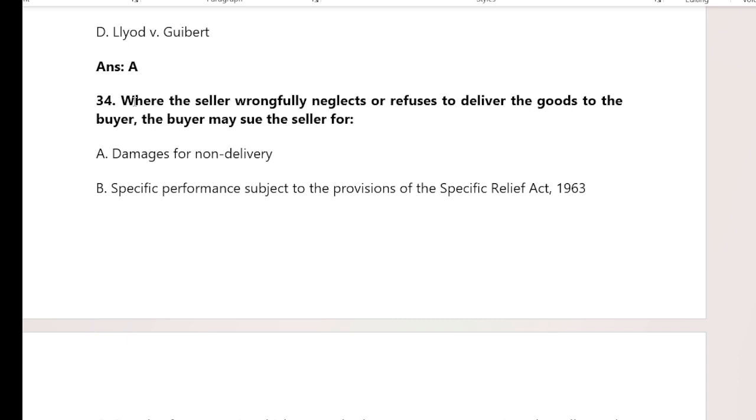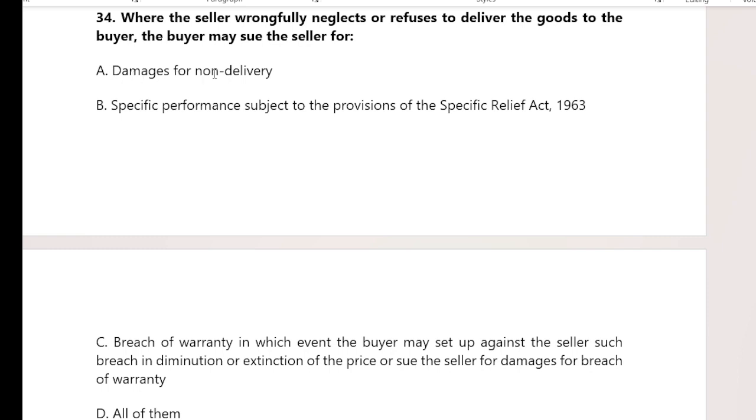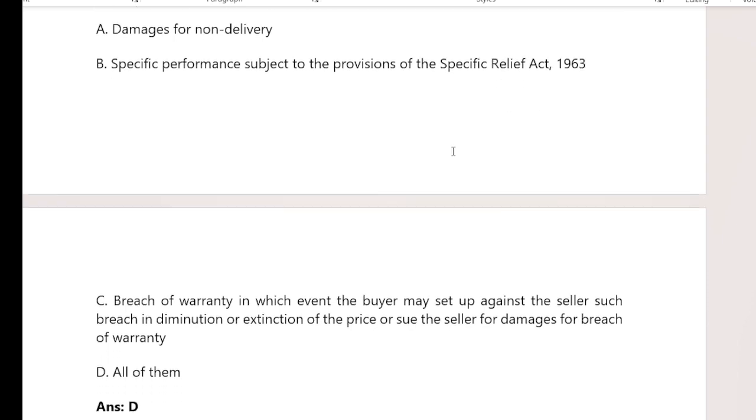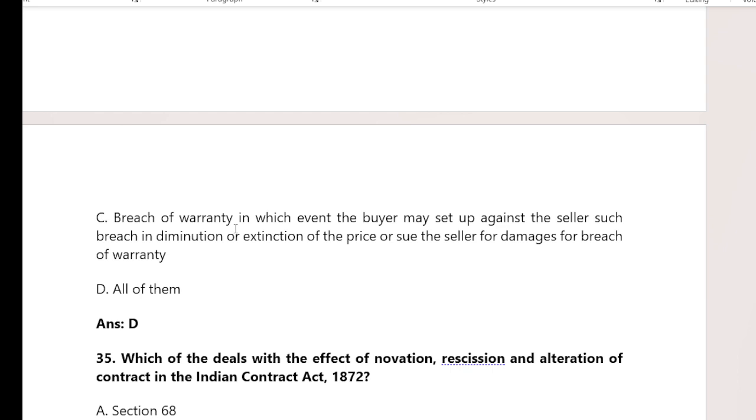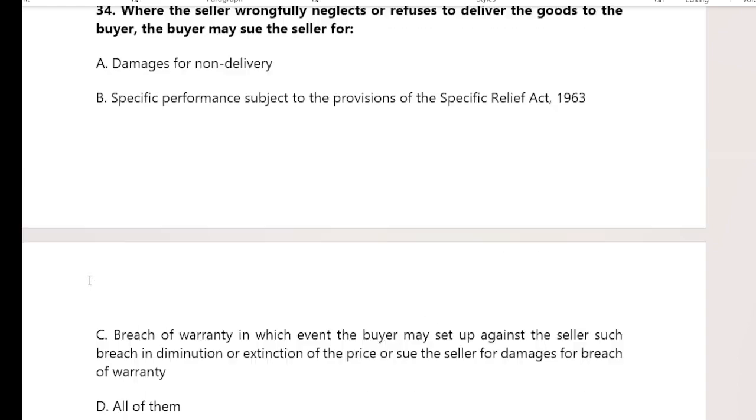And the next question is, where the seller wrongfully neglects or refuses to deliver the goods to the buyer, the buyer may sue the seller for: option A, damages for non-delivery; option B, specific performance subject to the provisions of the Specific Relief Act 1963; and option C, breach of warranty, in which event the buyer may set up against the seller such breach in diminution or extinction of the price, or sue the seller for damages for the breach of warranty. And the right answer is all of them.